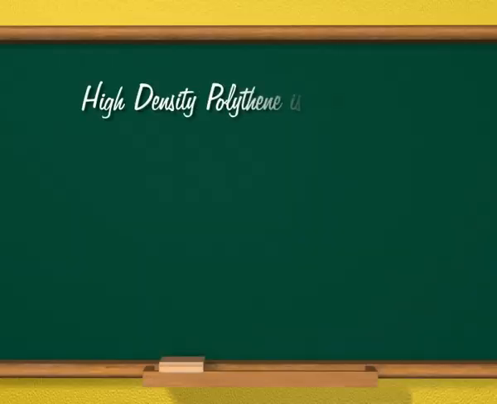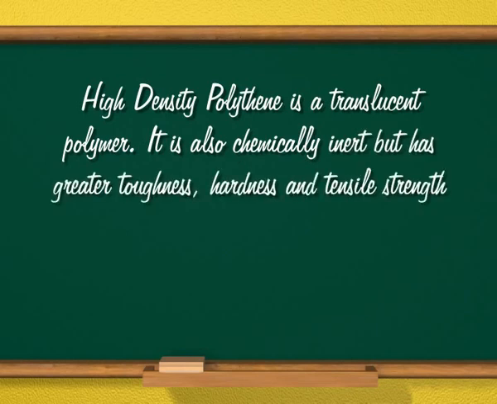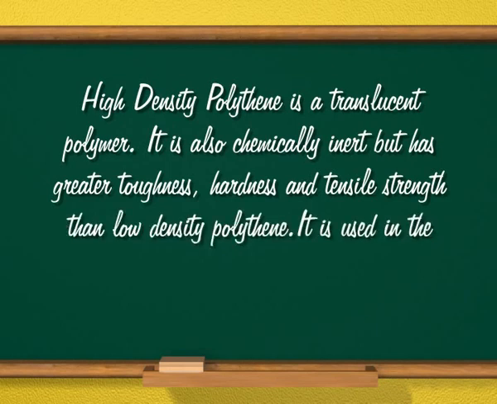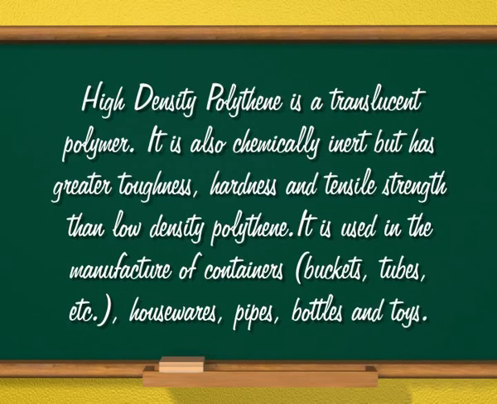High density polyethylene is a translucent polymer. It is also chemically inert but has greater toughness, hardness and tensile strength than low density polyethylene. It is used in the manufacture of containers, buckets, tubes, housewares, pipes, bottles and toys.